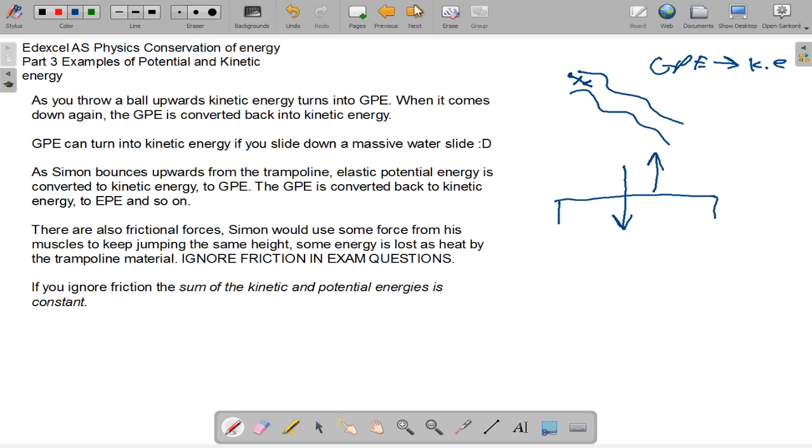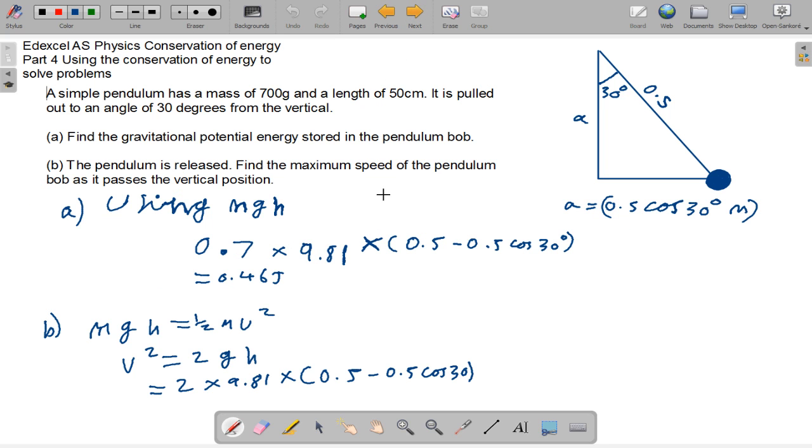So now we're going to have a look at using this principle to actually solve a problem. I've got an example here. A simple pendulum has a mass of 700 grams and a length of 50 centimeters. It is pulled out to an angle of 30 degrees from the vertical. So first, you find the gravitational potential energy stored in the pendulum bob.